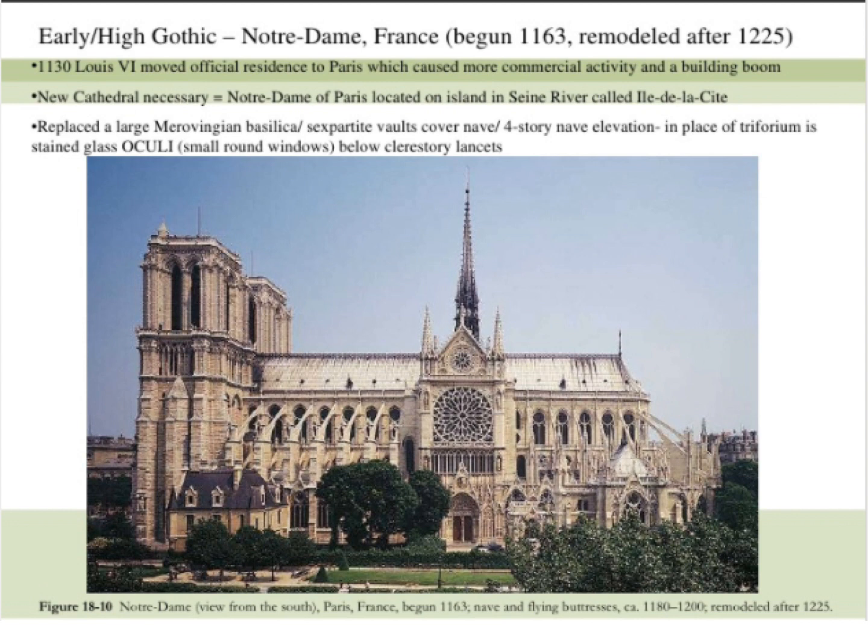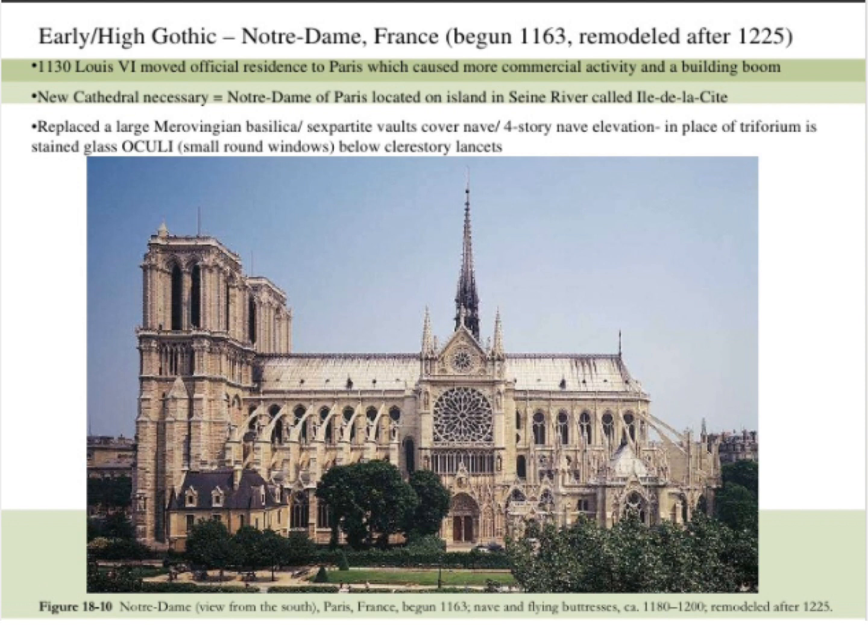In 1130, Louis VI moves the official residence of the king to Paris, which causes more commercial activity and with it a building boom. And so the cathedral, Notre Dame, was built along the Seine River to house that growing number of people in Paris. It replaced a large Merovingian church that was originally there.